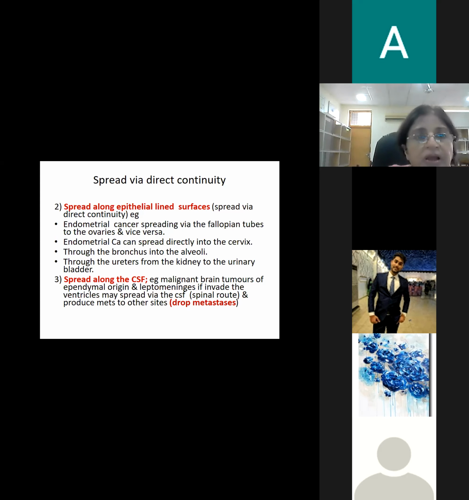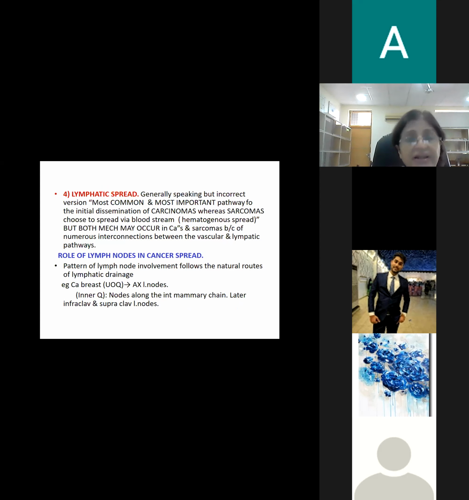Then we have the fourth method of spread, which is the lymphatic spread. In the past, the time-honored statement was that the carcinomas spread via the lymphatic pathways, and the sarcomas spread via the hematogenous pathway. Carcinomas are malignant tumors of epithelial origin, and sarcomas are malignant tumors of mesenchymal origin. But this statement is not considered to be correct now.